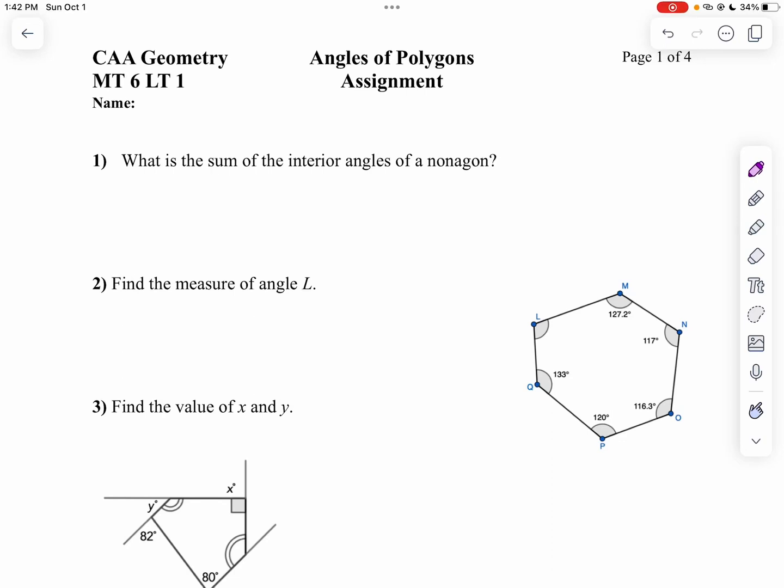Let's take a look at your 6-1 assignment. On the first one, we're doing a nonagon, and a nonagon is 9 sides. So you take 180 times 9 minus 2, or 180 times 7. Use your calculator for that, and we get 1260.